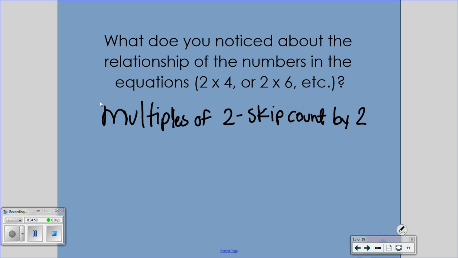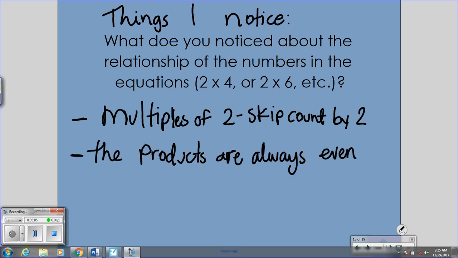Go ahead underneath where you've drawn your arrays. I want you to write things I notice. I want you to start writing some of these things down that we're noticing. Underneath your arrays, I want you to write things. Aiden gave us that when we've arranged our equations, we're skip counting by 2s. Have you ever noticed that all the products are going to be even? 2, 4, 6, 8.